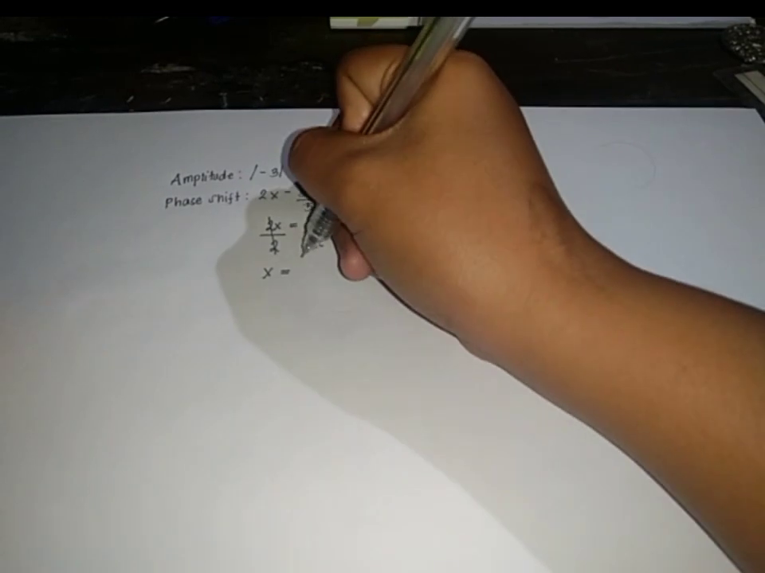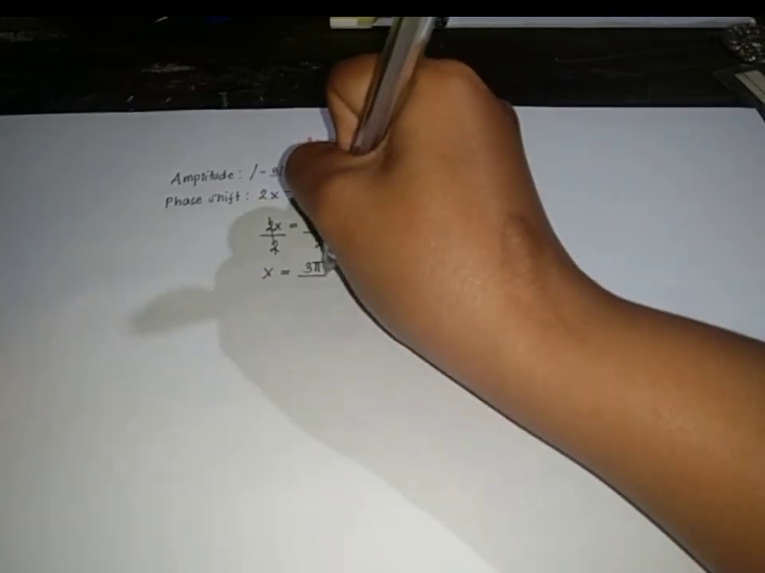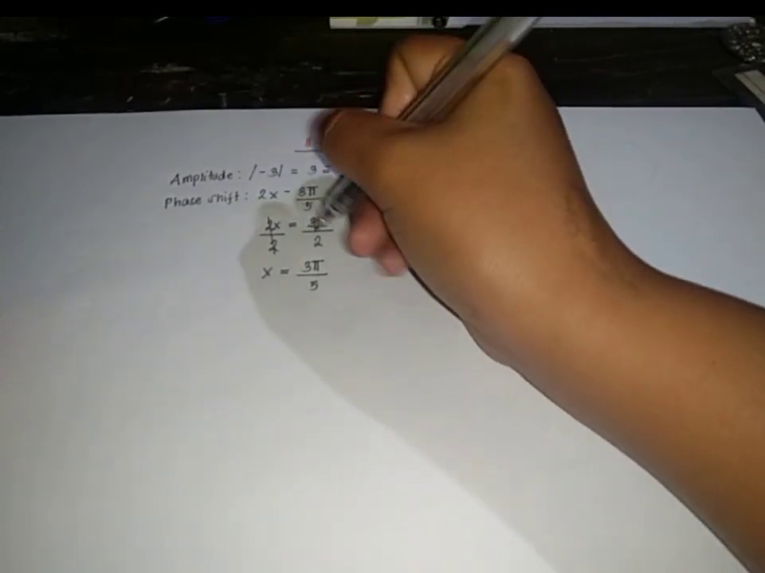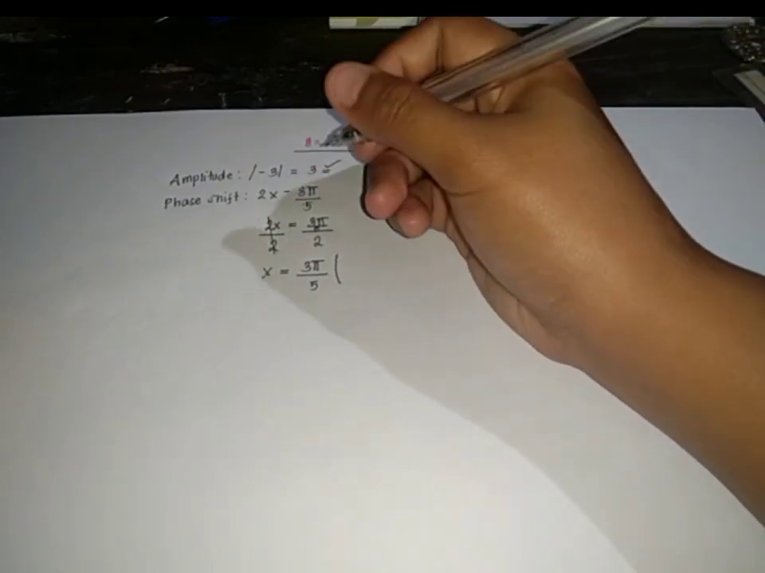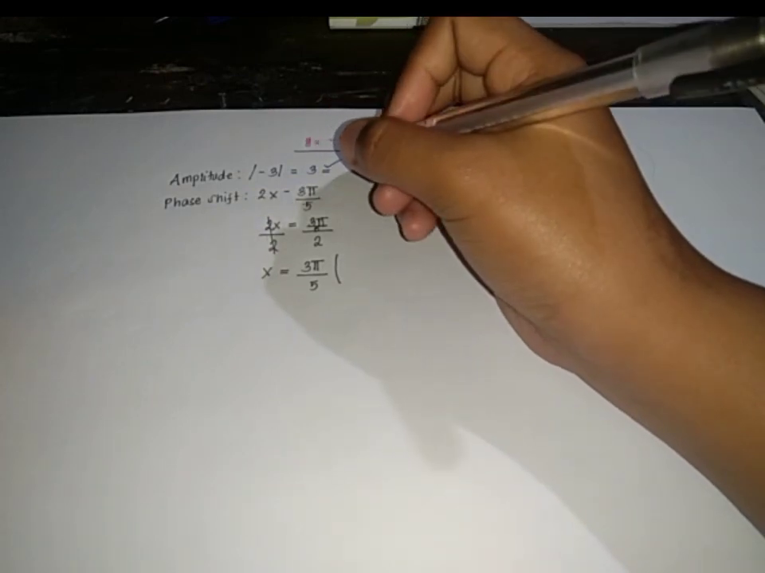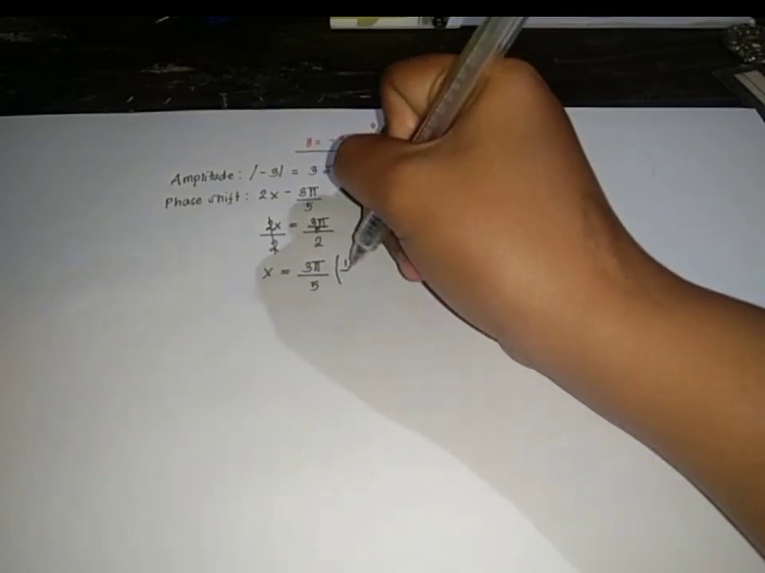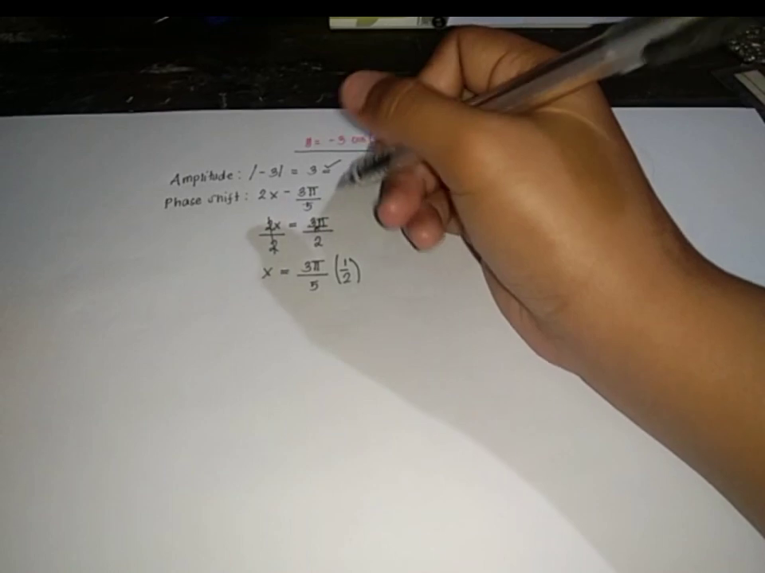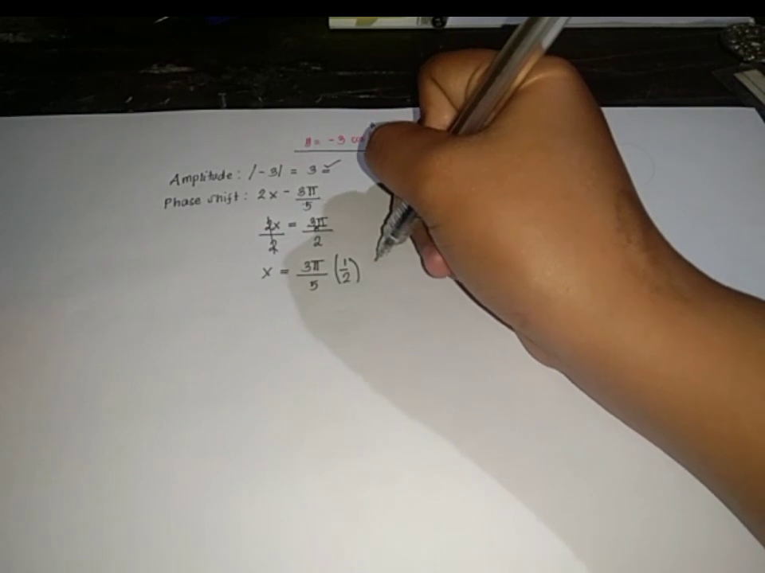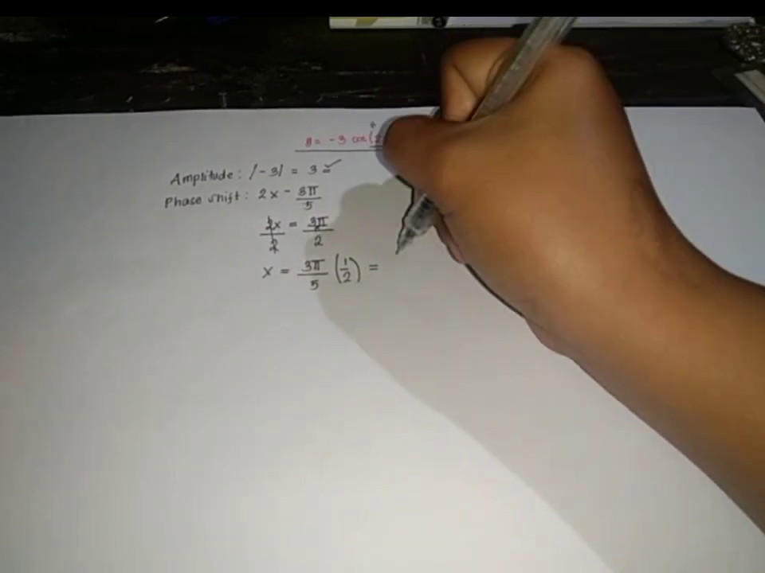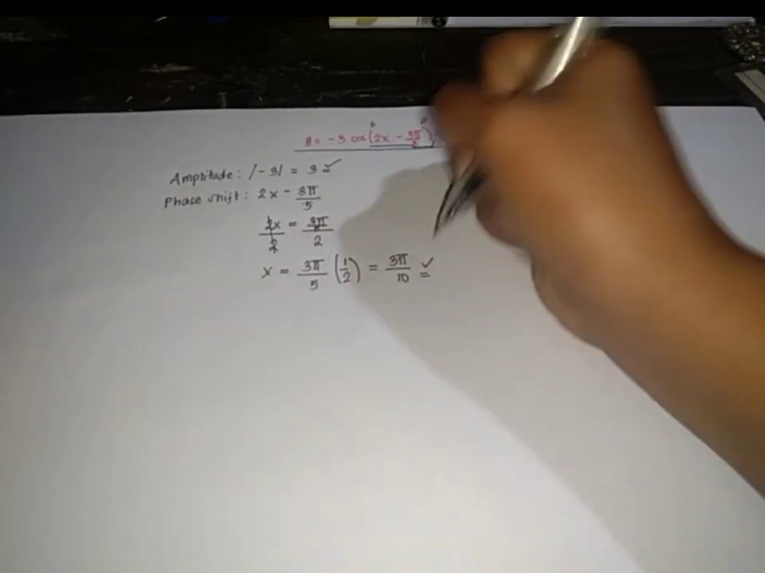Next to do is to bring down 3 pi over 5 and multiply by the reciprocal of the divisor. So we have 3 pi over 5 times 1/2 is equal to 3 pi over 10. So we already have the phase shift.